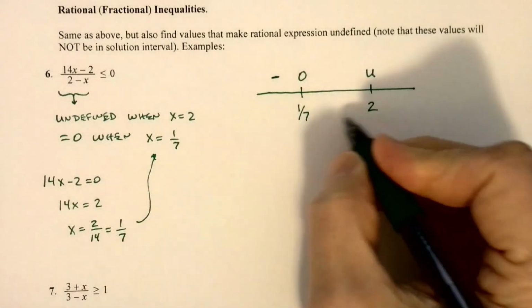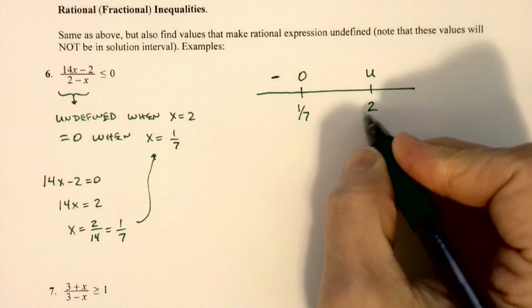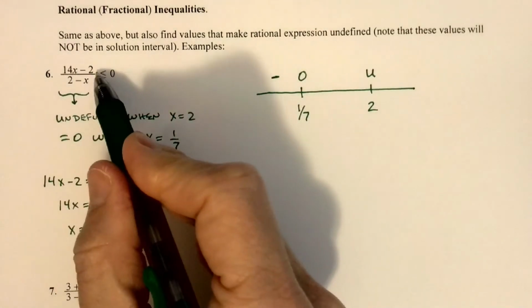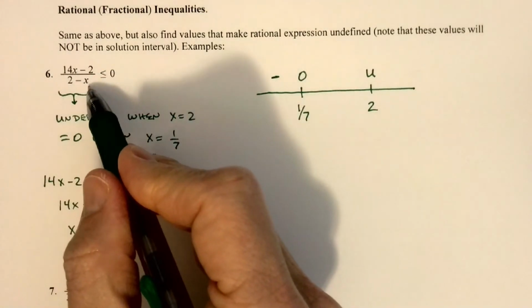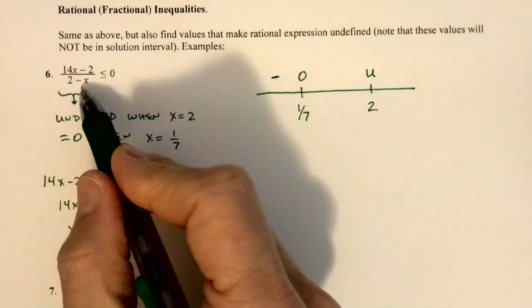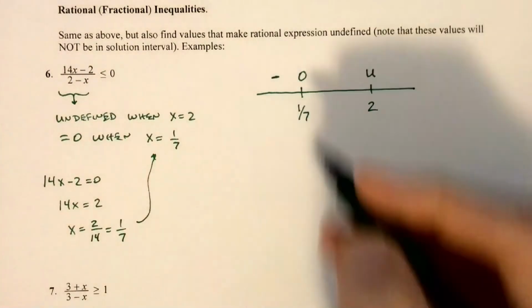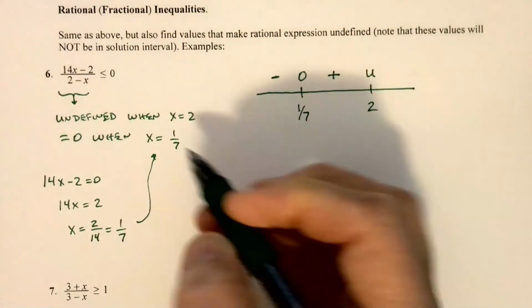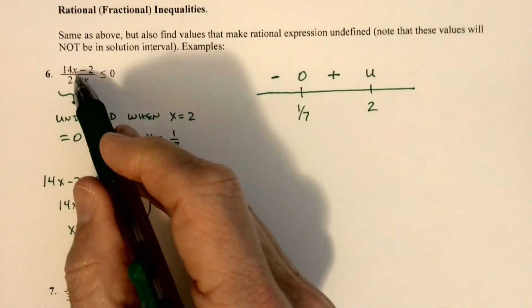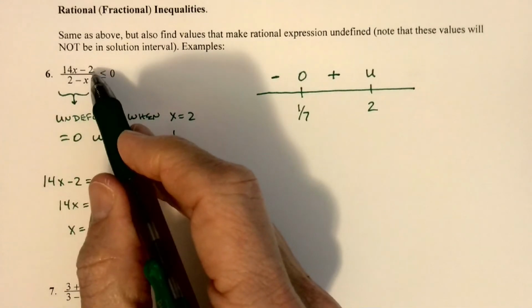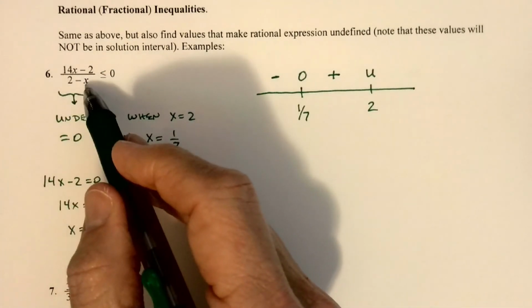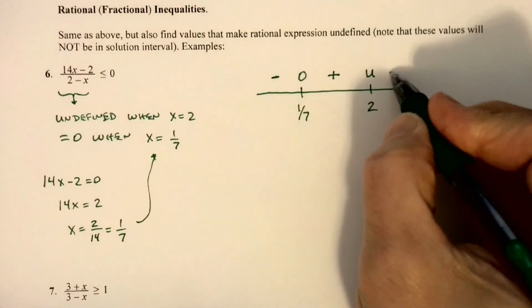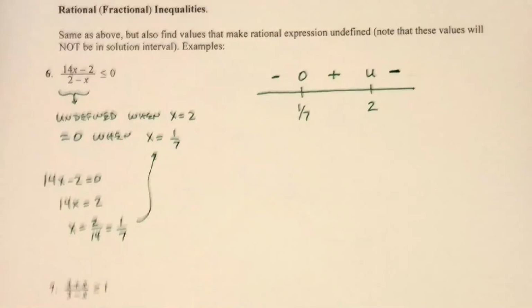What about between 1/7 and 2? What's a number between there? I'll try 1. 1's in between there. If I plug in 1, I get 14 minus 2, which is 12. 2 minus 1 is 1. I get 12 divided by 1, I get 12. It's positive, though. That's the important thing. If I pick a number bigger than 2, like 3, what happens? Well, 14 times 3 minus 2, that's a positive number. 2 minus 3 is negative 1. A positive divided by a negative is negative. Okay. And there's my sign check.